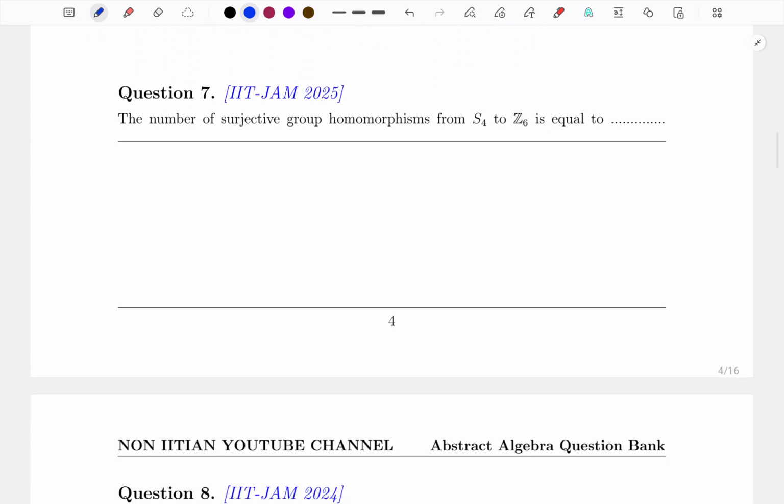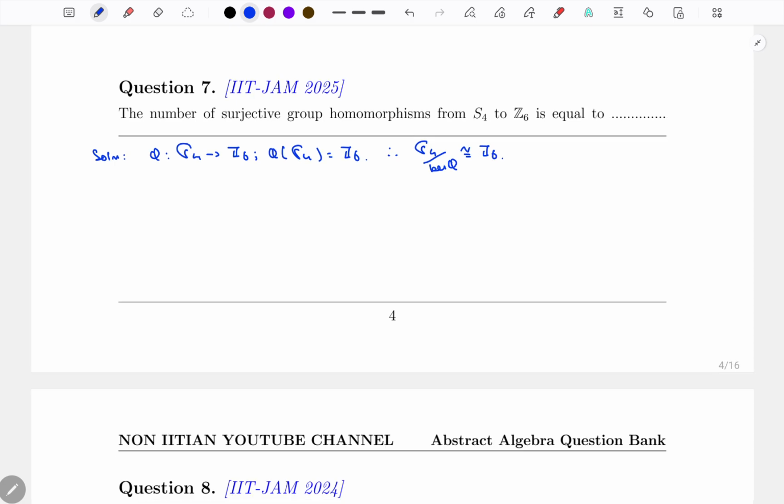Okay, next question: the number of surjective group homomorphisms from S4 to Z6. So, solution. Firstly, if phi is a surjective group homomorphism from S4 to Z6, then phi of S4 should be equal to Z6. Therefore S4 divided by the kernel of phi should be isomorphic to Z6. So you need to identify the kernels so that the quotient is exactly Z6.